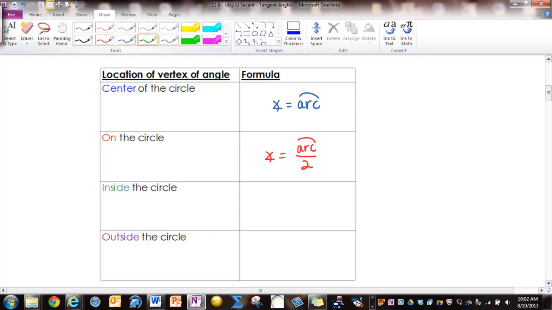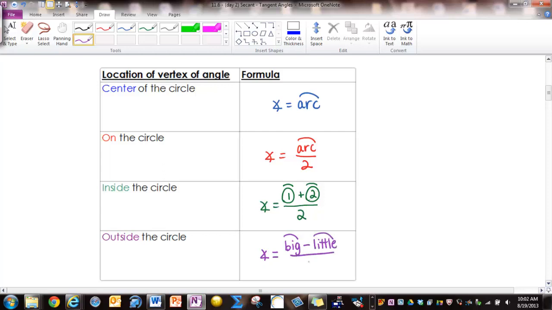If the vertex of the angle is inside the circle, the measure of the angle is equal to the measure of the angle's intercepted arc, which I call arc 1, plus the measure of its vertical angle's intercepted arc, which I call arc 2, divided by 2. If the vertex of the angle is outside the circle, the measure of the angle is equal to the big intercepted arc minus the little intercepted arc divided by 2.